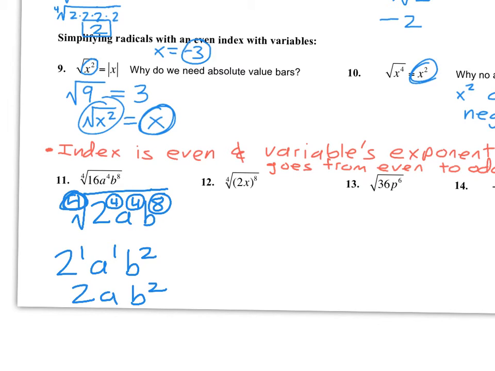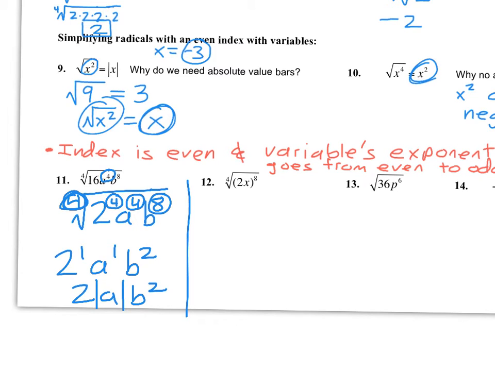But then we have to think about whether we need absolute value or not. So we don't need an absolute value for the 16 because 2 is obviously positive. It's only for variables that you sometimes need it. So look at the exponent for a. It used to be 4, which is an even number, and now it's 1, which is an odd number. So when it goes even to odd, you need absolute value. We don't need absolute value for b, because b went even to even. It was 8, and then it became 2.